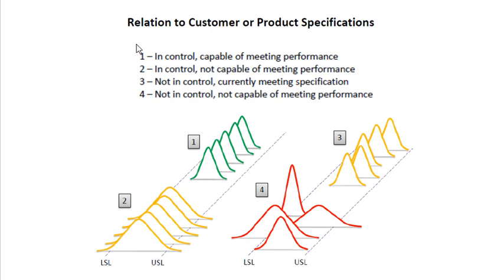Make sure you train your eyes to be able to see. You have your mean, you have your upper, and you have your lower, and you will play with that. You have 4 different categories here that you need to understand: whether the process is in control or not, and whether the process is meeting the performance or not.